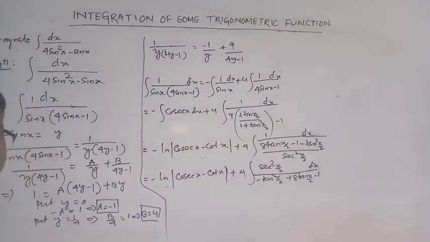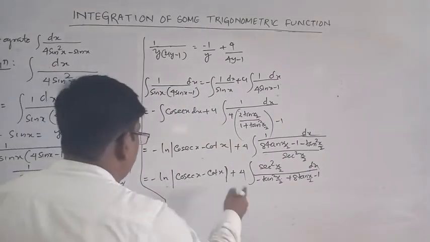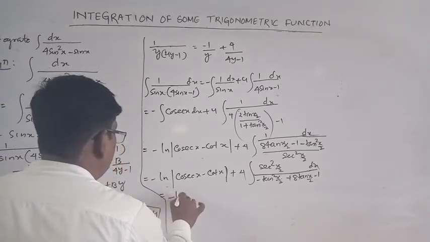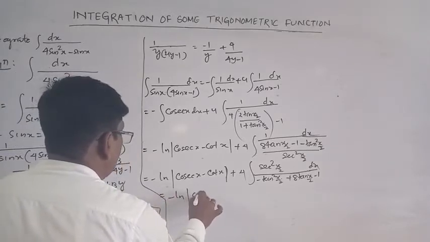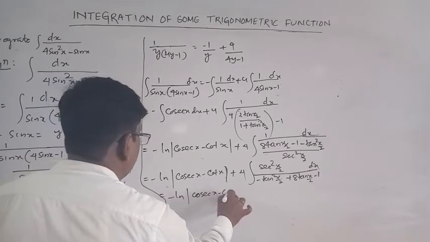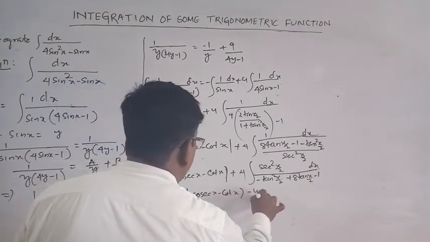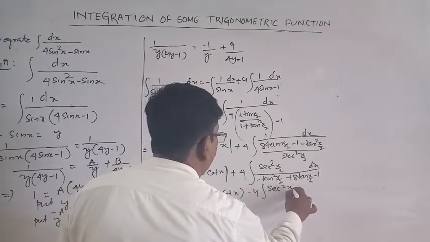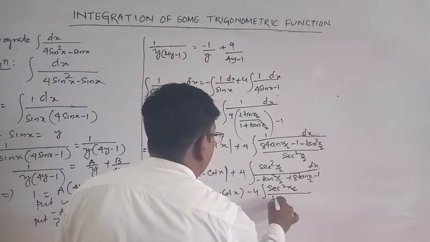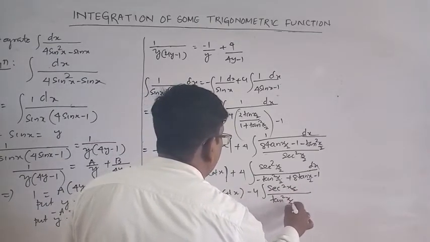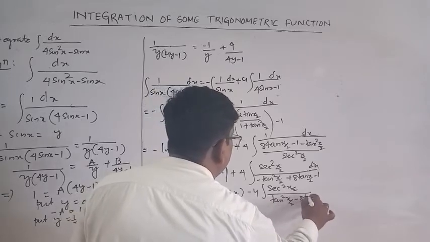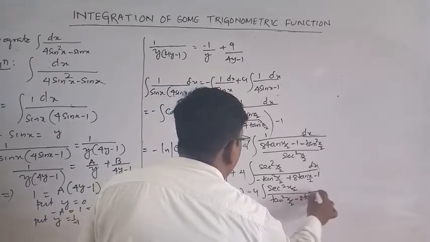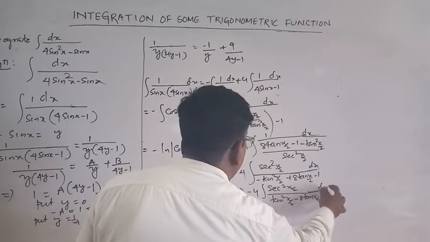Okay, so take minus common. Minus log of cosec x minus cot x minus 4 into sec square x by 2 divided by tan square x by 2 minus 8 tan x by 2, and this is plus 1 into dx.